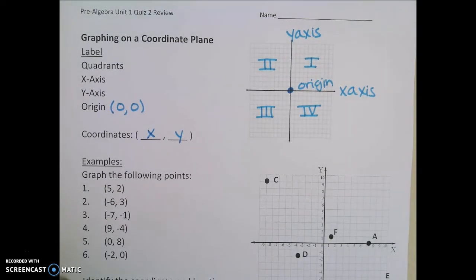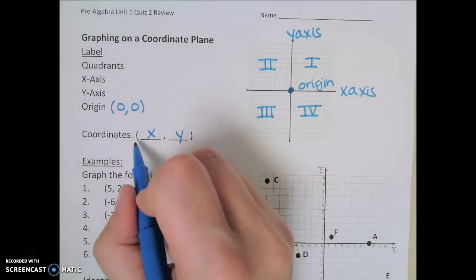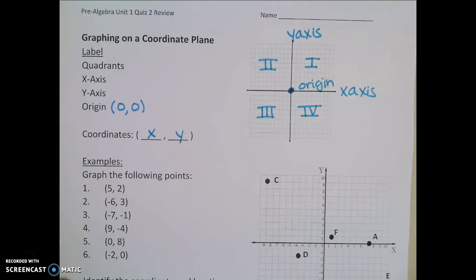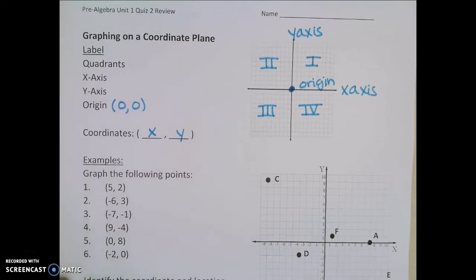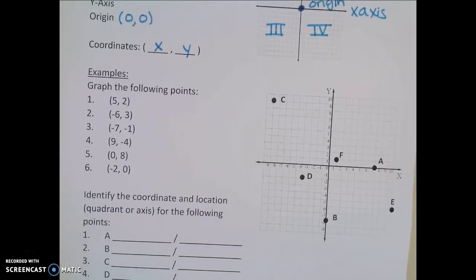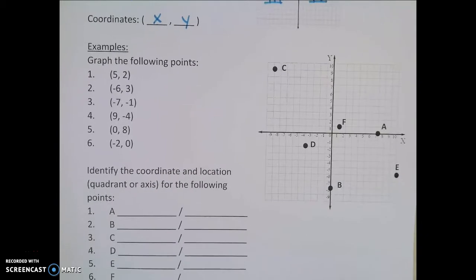You might see on your quiz, and you'll definitely see it on your test, that if you do not put the points in parentheses, you're going to lose half a point. Otherwise, it just looks like a list of numbers. It doesn't delineate it as an actual coordinate. All right, so we're going to graph a few of these together, and then you can pause the video and try some on your own.